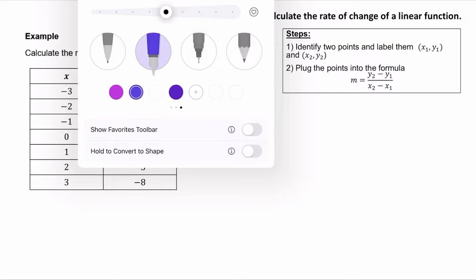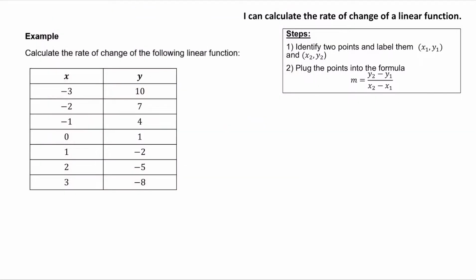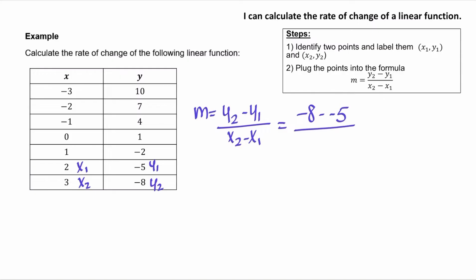So let's try another example. Let's calculate the rate of change of this linear function. Just to be a little different, I'm going to pick the last 2 points. So this is going to be x1, y1, and this will be x2, y2. We can plug into the formula m equals y2 minus y1 divided by x2 minus x1. So I'm going to get y2, which is -8, minus y1, which is -5, divided by x2, which is 3, minus x1, which is 2.